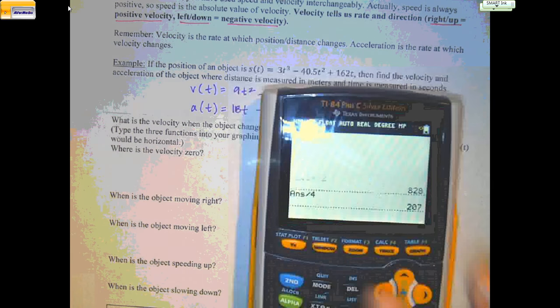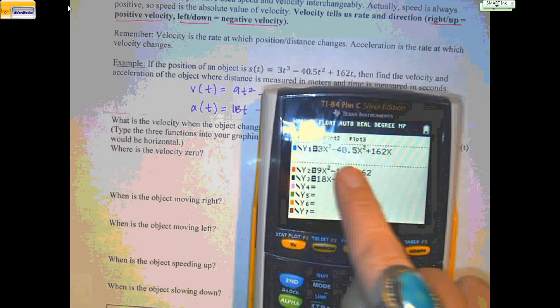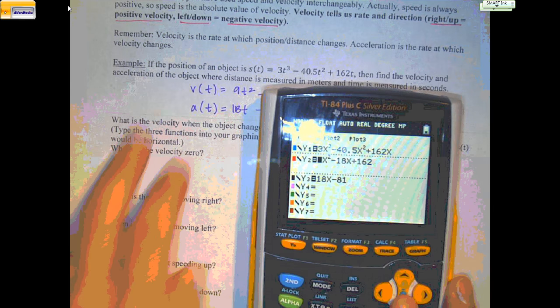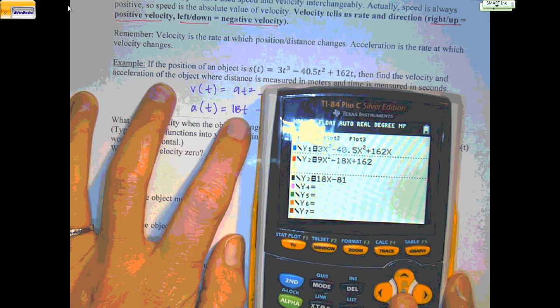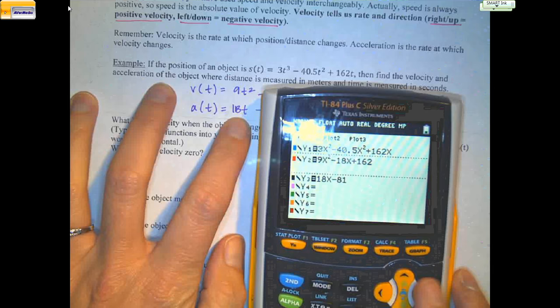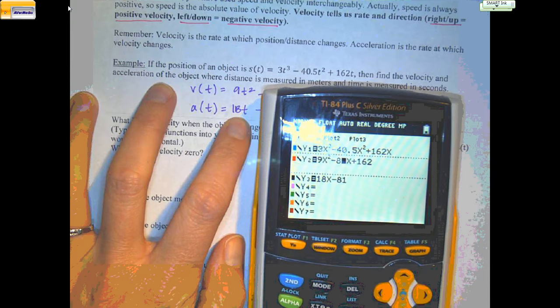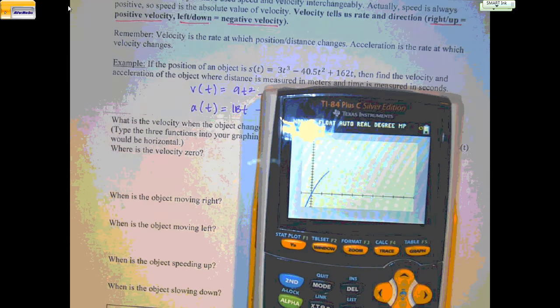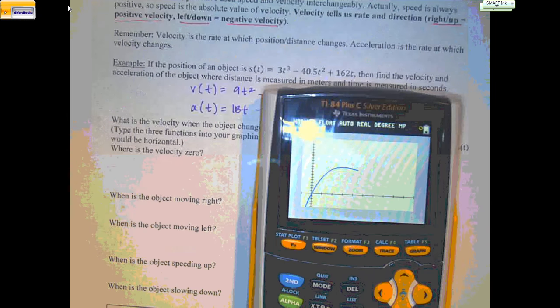Okay, what did I type in wrong? Oh, wait. It's 81. Yeah, that's 81. Thank you. Okay, let's try that now. For my window and my x values, I did negative 1 to 10. And for the y values, I did negative 100 to 400.